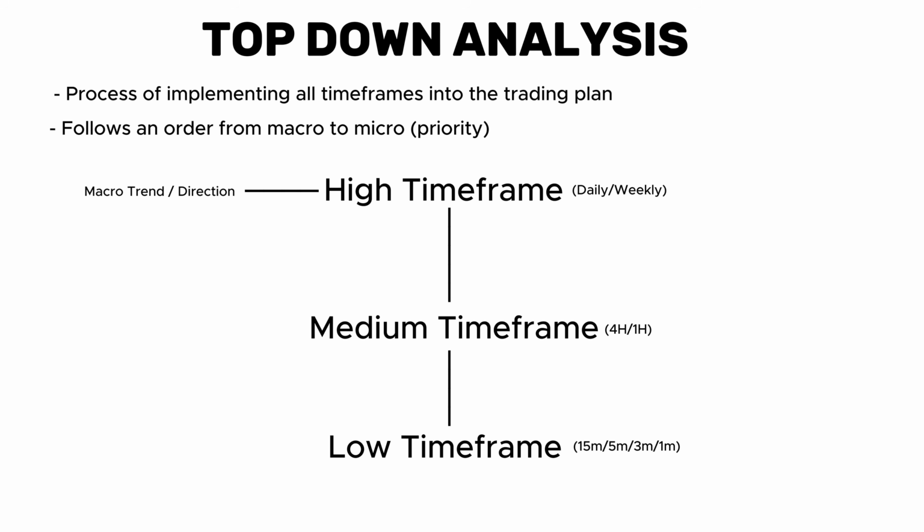The high time frame is usually used to understand the macro direction of the market. In other words, where does the market look to be trending? The medium time frame is used to analyze potential opportunities and trading setups. This is the time frame where we look for directional liquidity structures and short-term price action analysis.